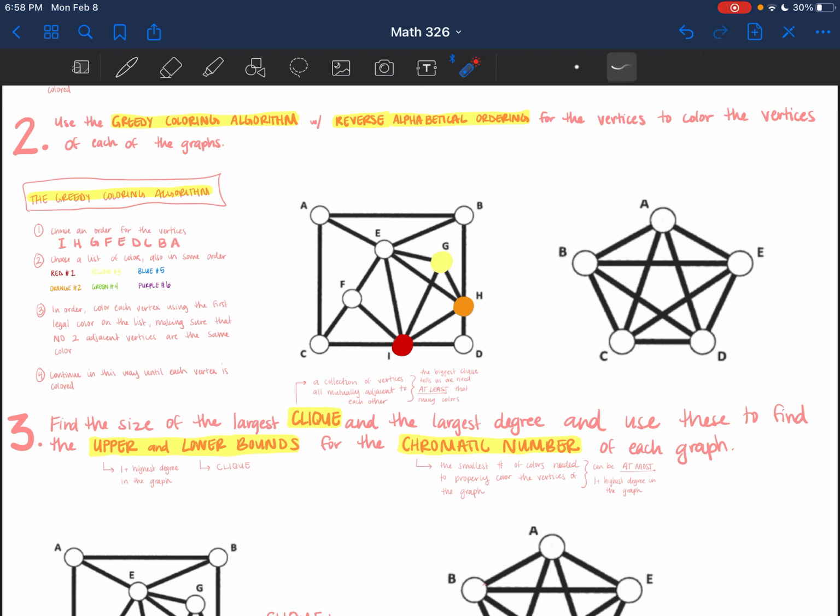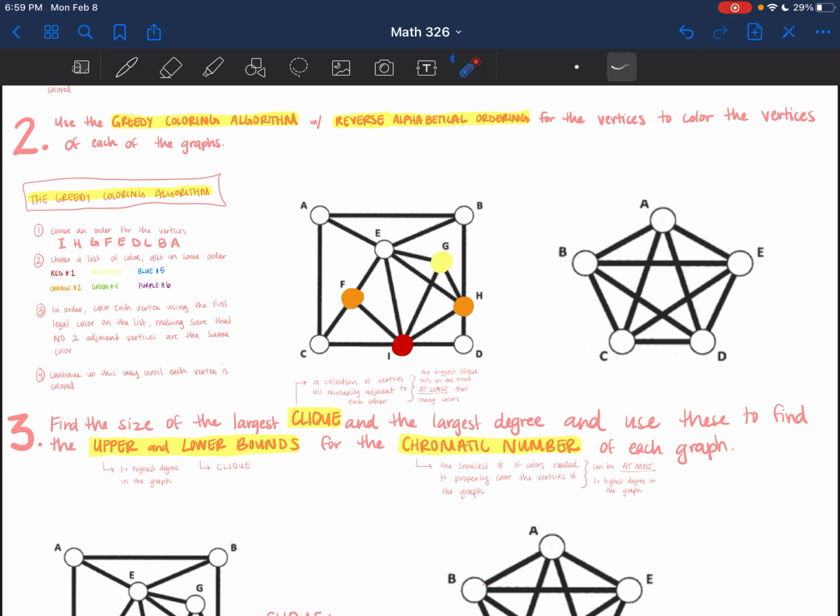After G, we move on to F. F is touching E, C, and I. So the only one we have to worry about is I, because neither of these two are colored in. So red is not a legal color, but orange is, because none of the vertices it's touching are orange. So F can be orange.